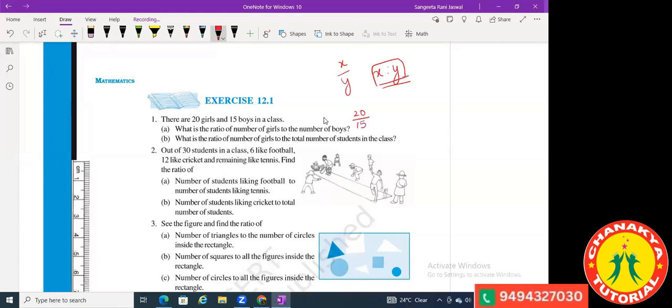The ratio of girls to boys is 20:15. It's better to bring it to the lowest form. Yes, ma'am, 4:3.